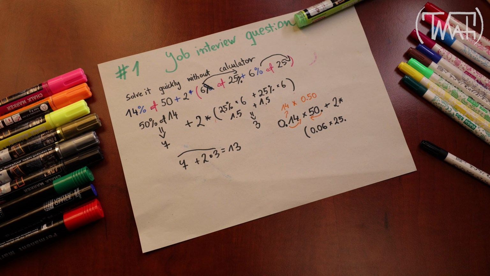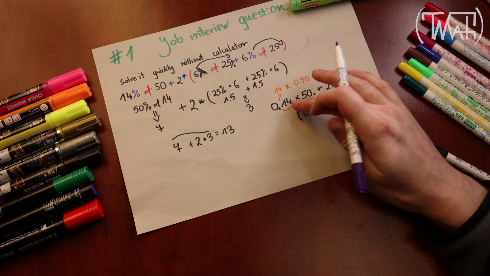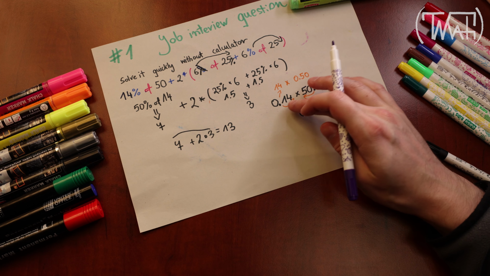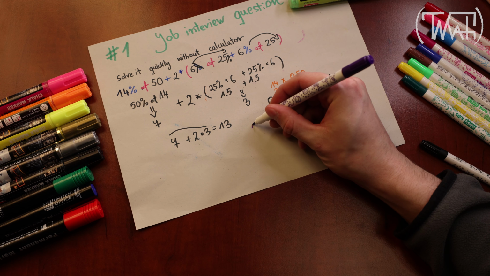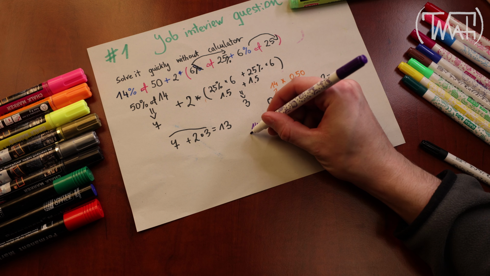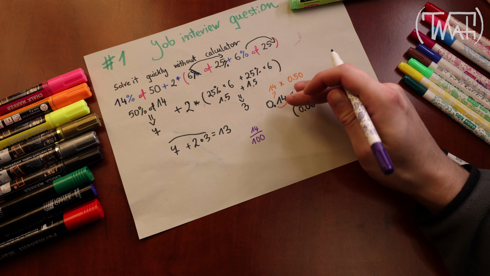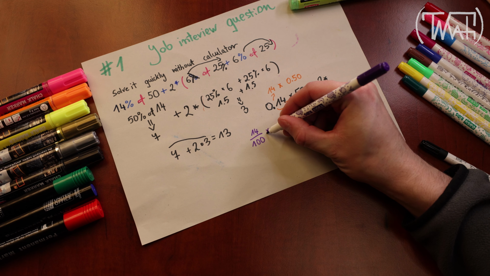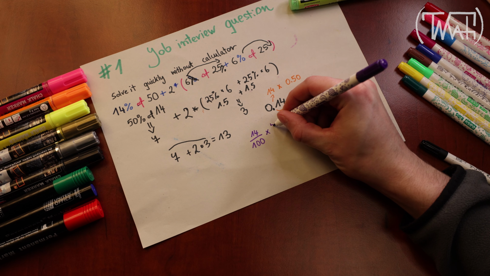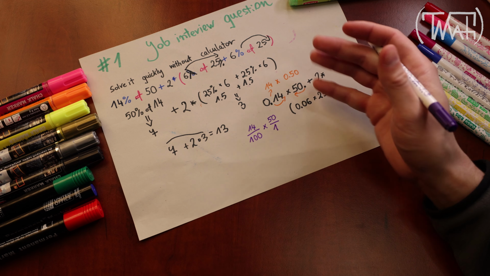Okay. So now, if you look at 0.14 and 50, we have 14 over 100. This is another representation, right? And 50. So now what's going on here, right?